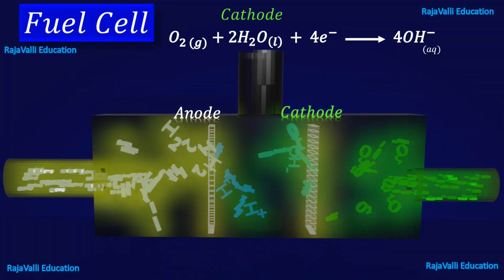Now we see the cathode cell reaction. At the cathode, oxygen is reduced to hydroxyl ions. The equation is O2 + 2H2O + 4e- gives 4OH-.